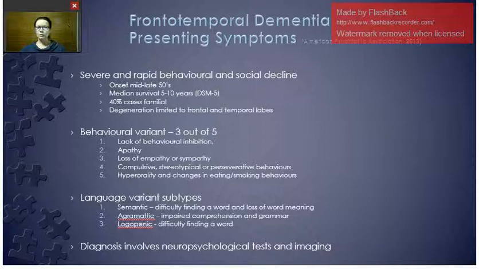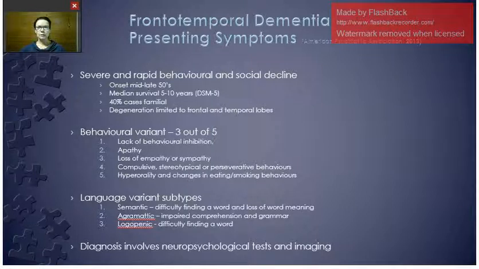For the behavioural variant, we're looking for 3 of 5 behavioural symptom types. They're disinhibition, apathy, loss of empathy, compulsive type behaviours, and hyperorality. For the language variants, we look for a decline in expressive language or inability to find words or loss of comprehension. The individual would likely present with a loss of interest in socialising and self-care. They may be unaware of their inappropriate behaviours, and they've started overeating or chain smoking, and these behaviours are a marked difference from their previous behaviour.